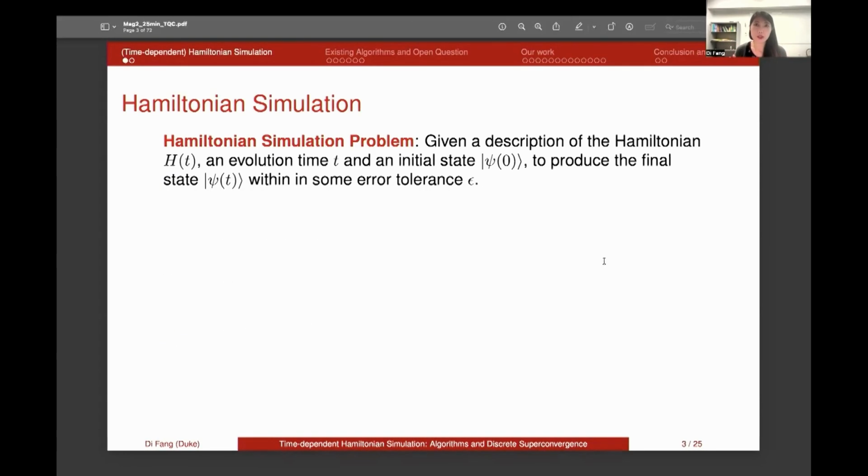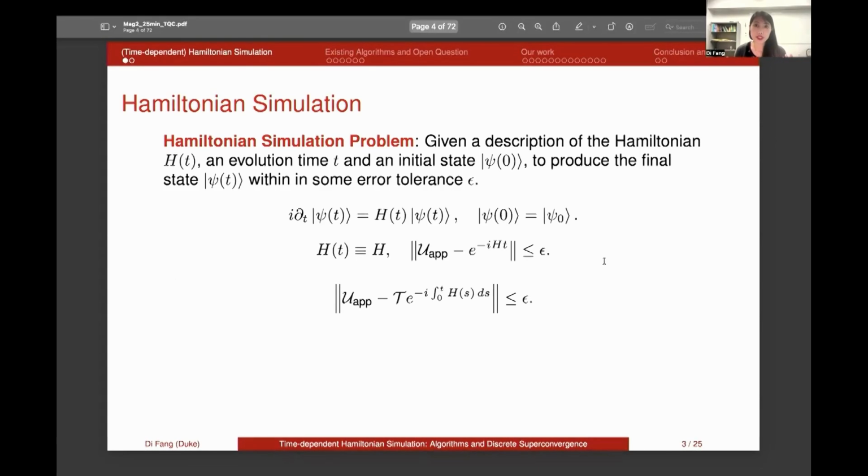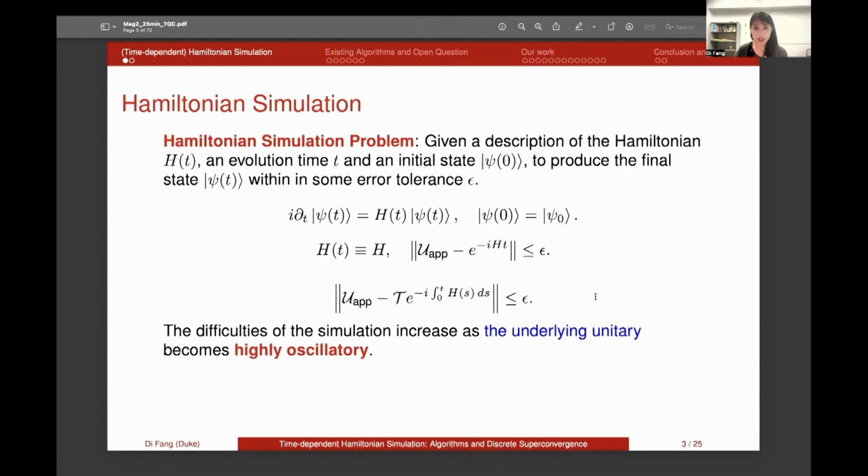So time-dependent Hamiltonian simulation, well, of course, this will be a very familiar topic to the audience. And what I just want to say is that for the purpose of the talk, in most cases, we are going to deal with the time-dependent Hamiltonian in the most general form, so that the exact unitary becomes a time-ordered exponential to compensate that the Hamiltonian at different times may not commute with each other. And the point I would like to convey is that the underlying difficulty of this problem really increases as the unitary becomes more and more highly oscillatory.